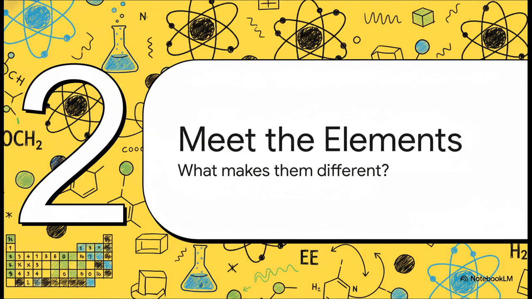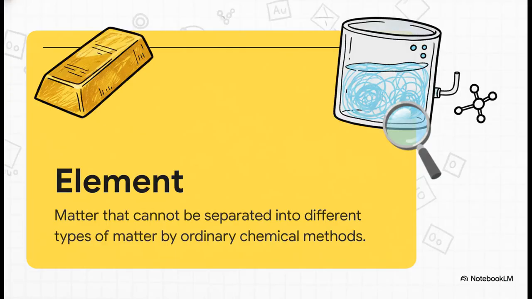Okay, so we've got the atom down, but how does this simple little structure create all the different elements? This part is absolutely key. First off, what even is an element? Well, it's just the purest form of a substance. Think a bar of pure gold, or a tank filled with nothing but pure oxygen. Those are elements. You can't break them down into anything simpler using normal chemical reactions.